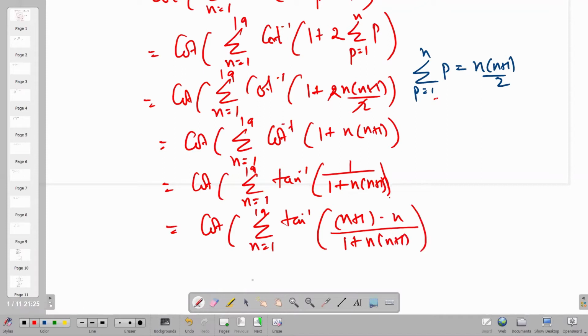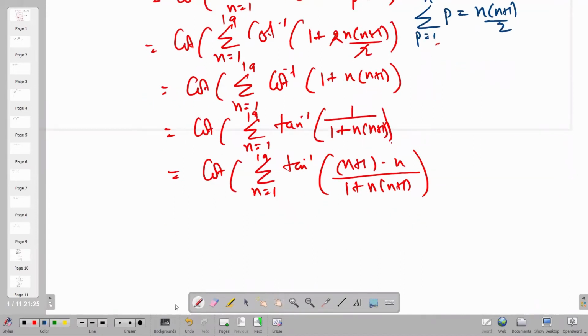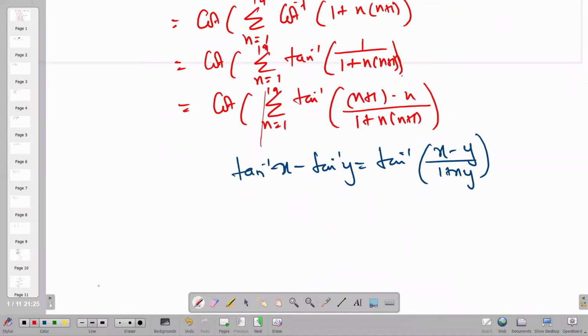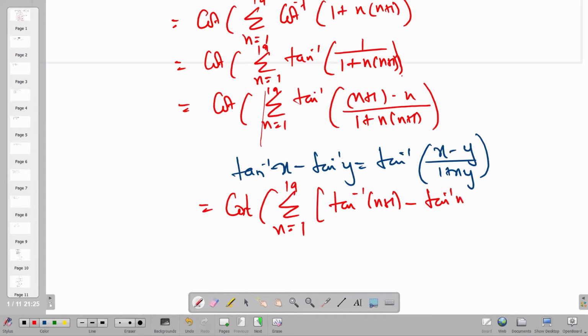Now using the identity, and that identity is tan inverse of x minus tan inverse of y is tan inverse of x minus y upon 1 plus xy. If I use this identity here, this comes out to be cot of sigma n from 1 to 19, tan inverse of n plus 1 minus tan inverse of n.